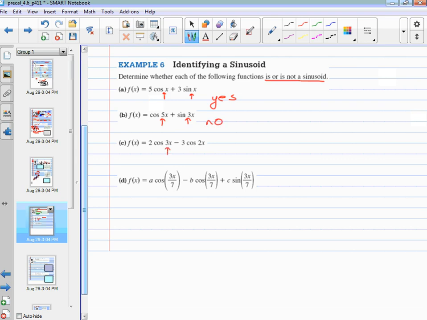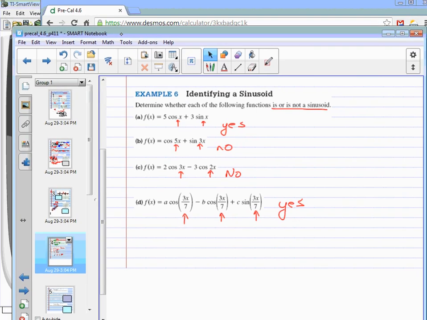Right over here, no, that's not a sinusoid. Right over here, 3/7, 3/7, 3/7. Yes, that's a sinusoid. When I get done doing all those things, it would just be like a sine graph. I'm going to illustrate that one.